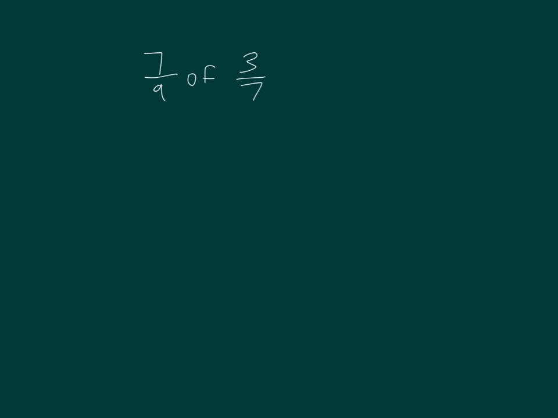Here we have 7/9 of 3/7. What would this look like if we drew a rectangular fraction model for it? We'd have to draw 3/7 first, and then split the 7 into 9. It's not really practical to draw a rectangular fraction model for a problem like this because the units are so small. So let's solve it using multiplication.